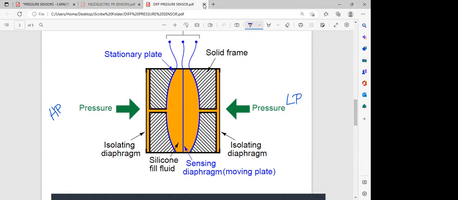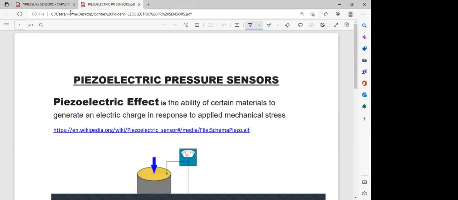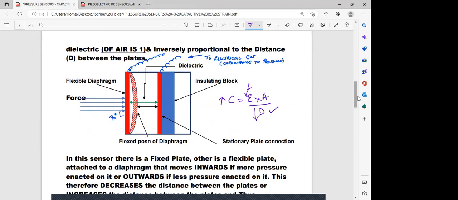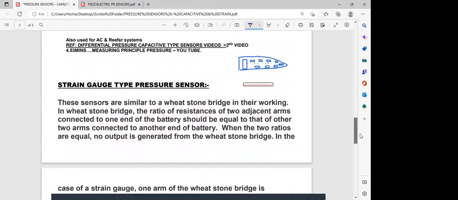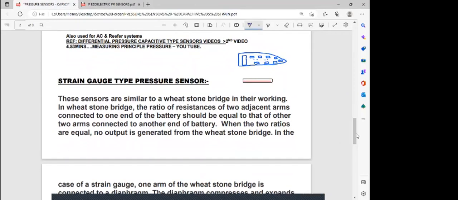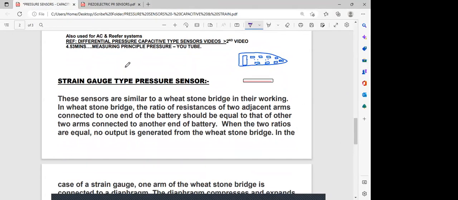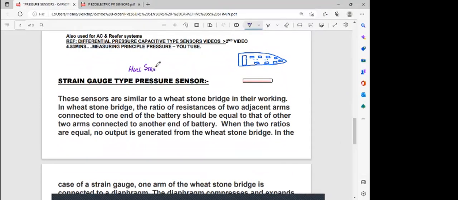Okay, so let us now see what is that strain gauge type. Then we'll come to the piezoelectric type. Okay, now this type of strain gauge pressure sensor is also called the hull stress monitoring system, or it is used in the hull stress monitoring system.